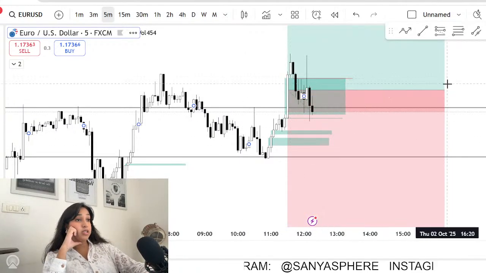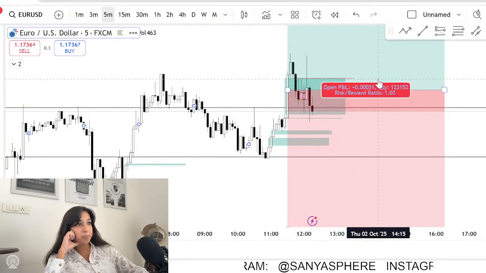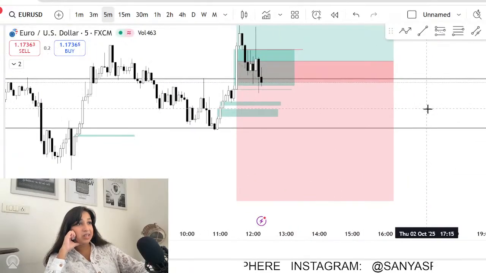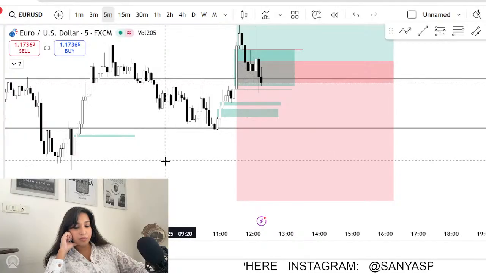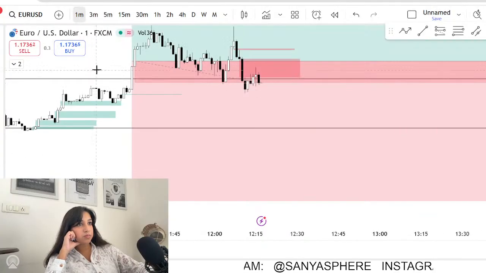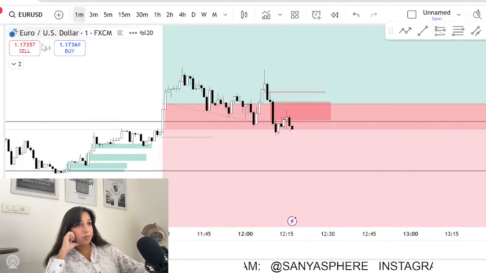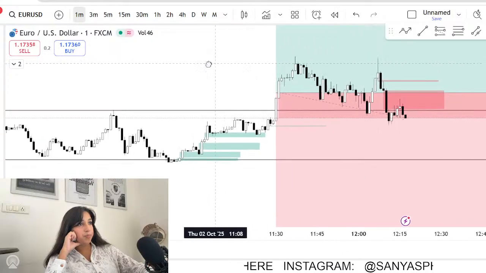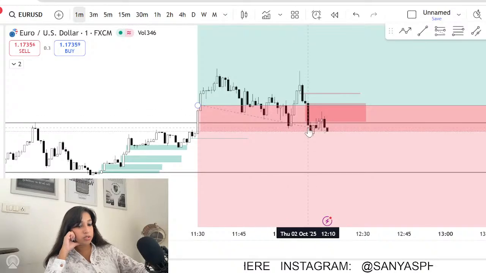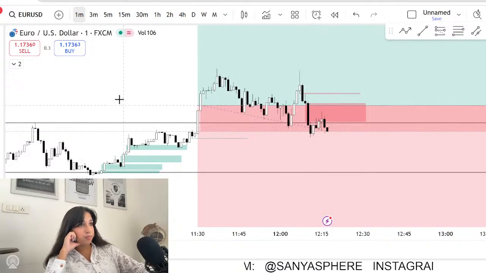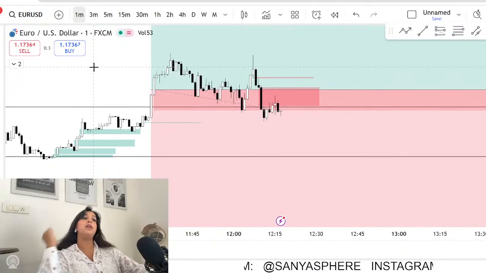So let's see what are the possibilities that we can get today. I might feel that it can drive down and grab the liquidity downside. If you see on the 1 minute time frame as well, the market formed lower lows, lower highs, and lower lows, and then we just drove down. It grabbed the liquidity of this area, and now it's like that.